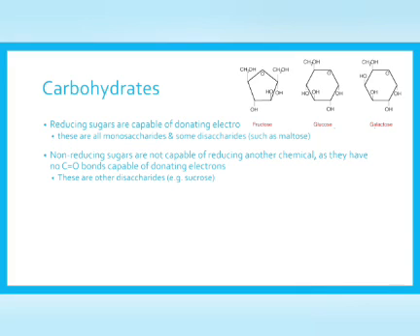On the other hand, non-reducing sugars are not capable of reducing another chemical, and this is because they have no carbons double bonded to oxygen which are capable of donating electrons. Examples of these are other disaccharides such as sucrose. We therefore need a slightly different test in order to determine if a non-reducing sugar is present.